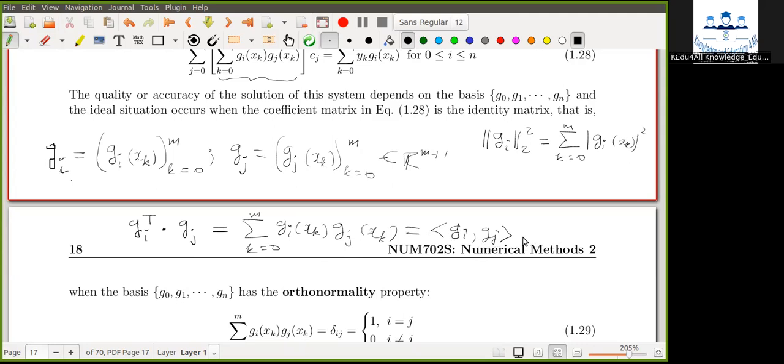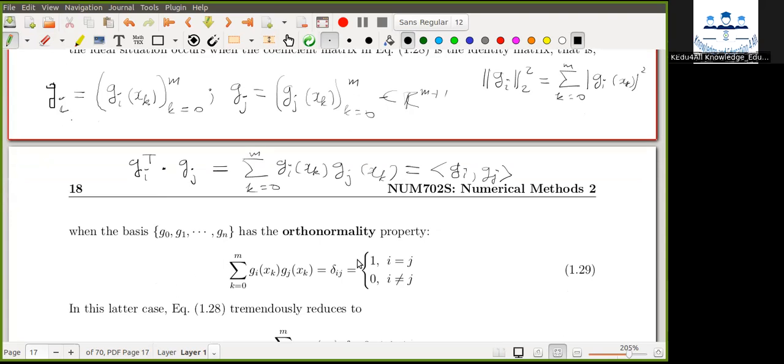And if the dot product is 1, it just means that if i is equal to j, then we obtain the norm. And if the norm is 1, we say we have a unit vector. So if for each i, the two-norm of g_i is equal to 1, we say it's a unit vector. Okay, so this leads us to this definition.